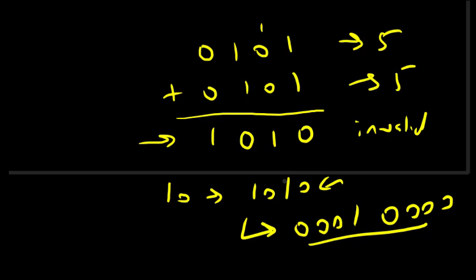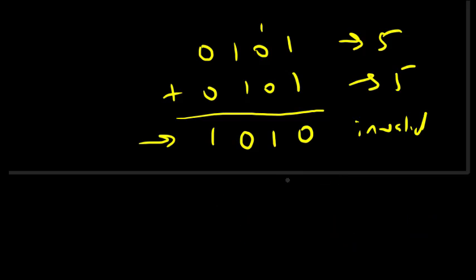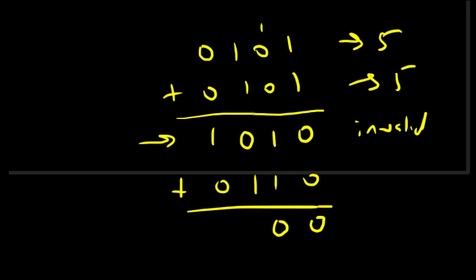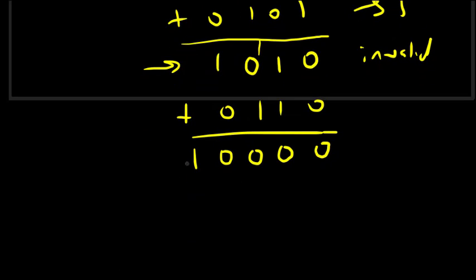Now how to convert this to valid? The theory says that whenever the sum goes beyond 9, we have to add binary 6 to get a valid BCD. So 0 plus 0 is 0, 1 plus 1 is 0, carry 1, then again 0, carry 1, then 0, carry 1. We can add as many zeros on the left side as needed, so this is 1 and 0, which is the required answer. So we have to use this whenever the sum goes beyond 9.